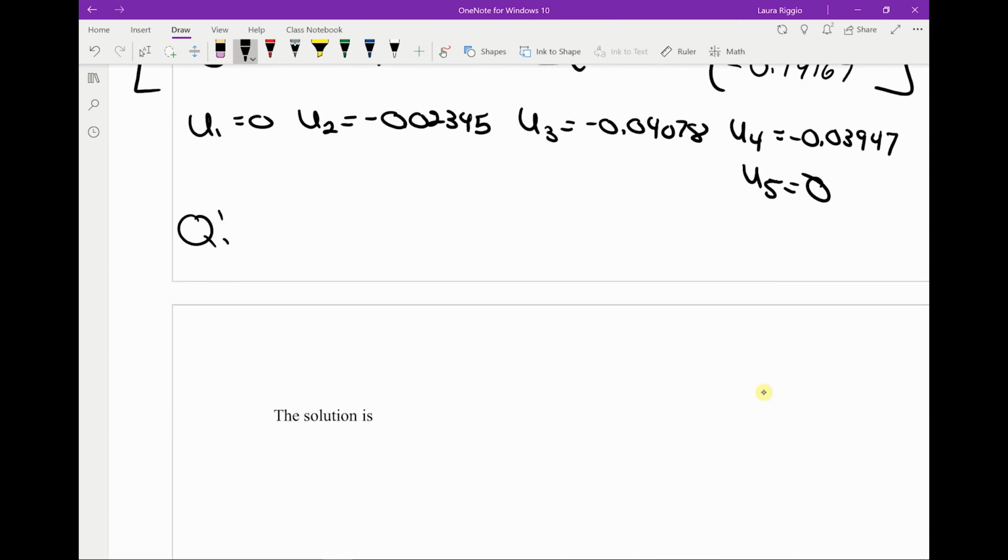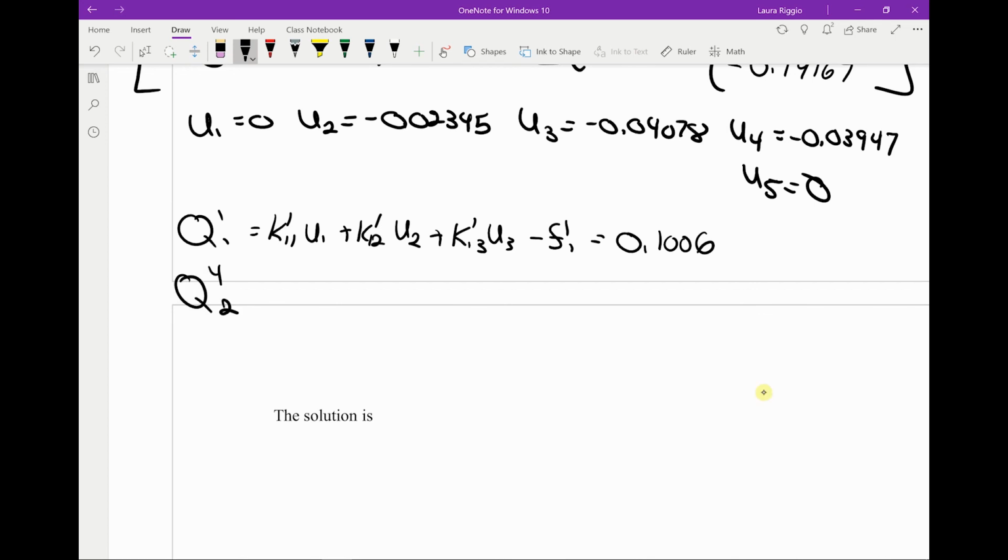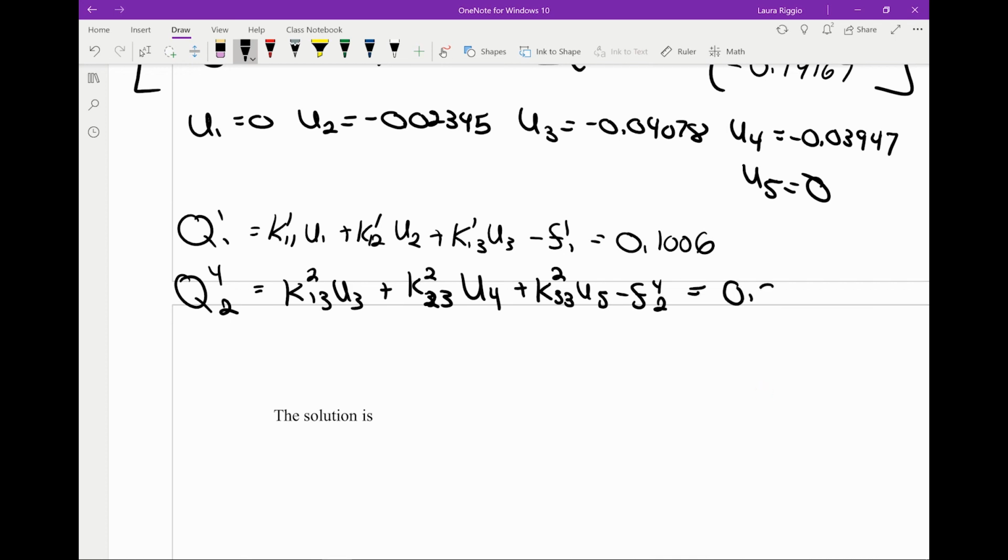Q11 is equal to K11 U1 plus K12 U2 plus K13 U3 minus F11, which is 0.1006, and Q42 is equal to 0.26521, which is very similar to what we got for our linear approximations.